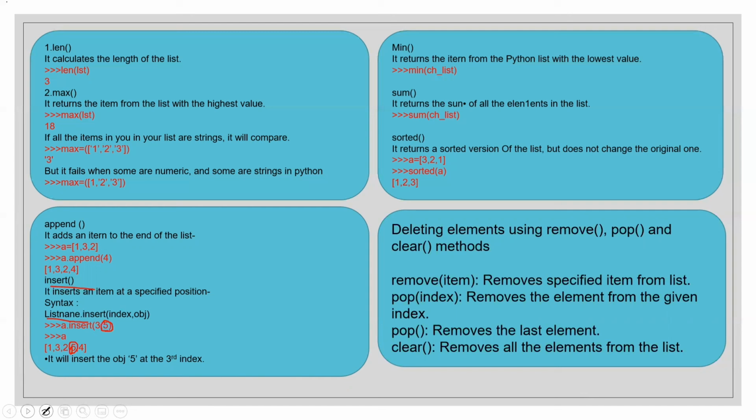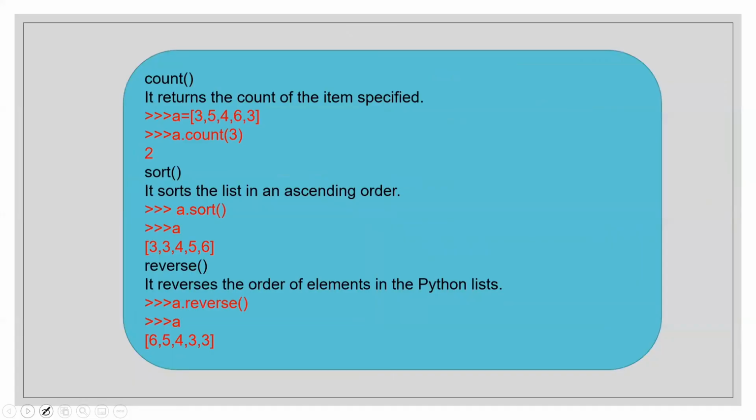Then pop. If you write only pop, nothing inside the bracket, then it's going to remove the last element. And if you give an index inside the brackets, then it's going to remove the element at the particular index. And clear removes all the elements in the list. It does not delete the list, but it truncates the list completely. So don't get confused between del and clear. Del deletes the list, whereas clear clears it all. So the list stays there, but it is not deleted. You can still add elements.